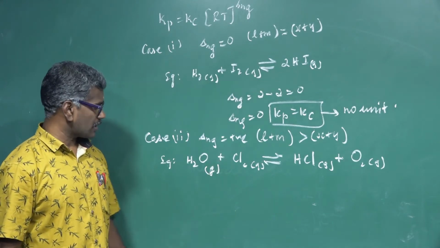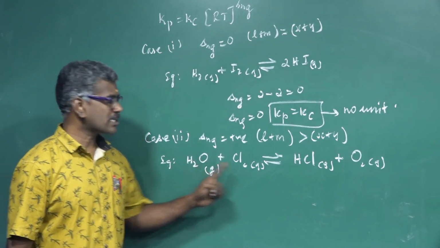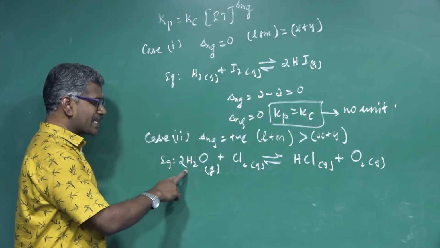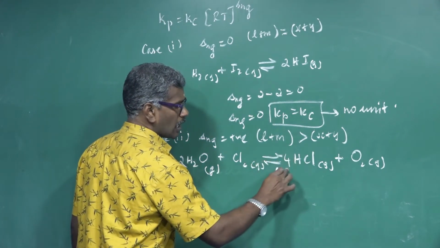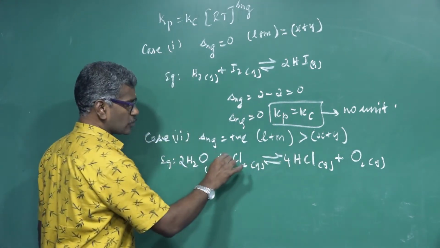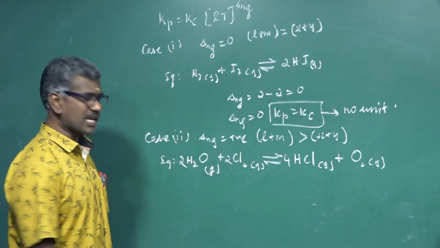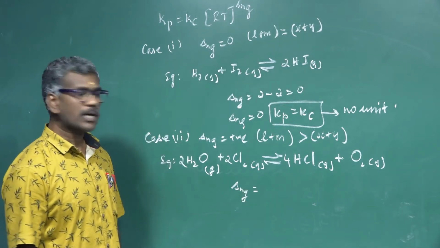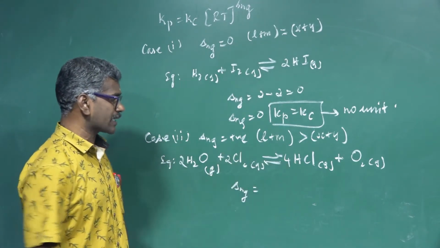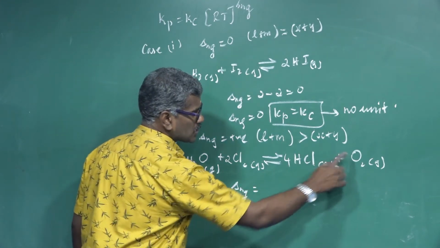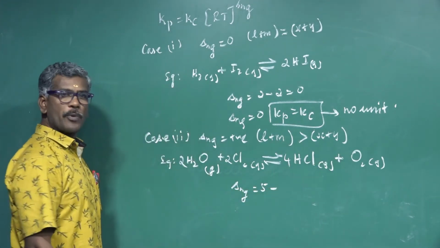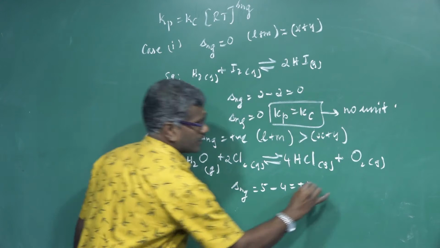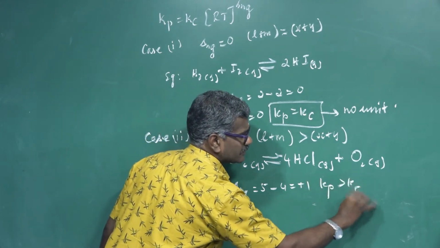Now balance the equation. Here how many oxygen? 1 oxygen, here 2 oxygen, so write that 2 times. Now how many hydrogen? 4 hydrogen, here 4. Now how many chlorine? 4 chlorine, so 2 times. Next find out delta Ng. Delta Ng is product minus reactant. Here product how many moles? 4 plus 1, 5 moles. Reactant how many moles? 2 plus 2, 4 moles. That is plus 1. Here Kp greater than Kc.